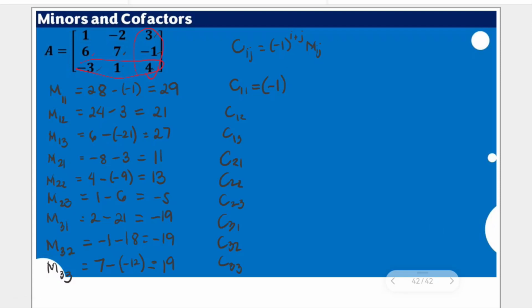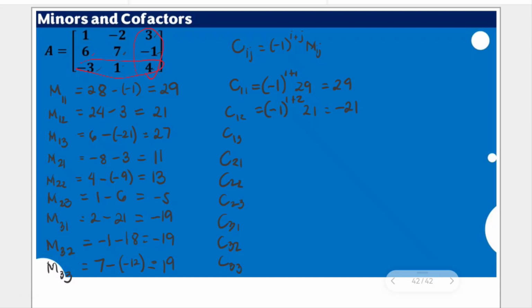So you have 1 plus 1 times the minor of 1, 1, which is 29. Having an even exponent will make our negative 1 positive. So the cofactor of 1, 1 is positive 29, the same as its minor. But here comes the difference. For your 1, 2, so you have 1 plus 2 times 21. Take note that this is odd, so the negative sign will retain. So instead of positive 21, you will have negative 21. Notice the difference of the two. So they are not necessarily the same.